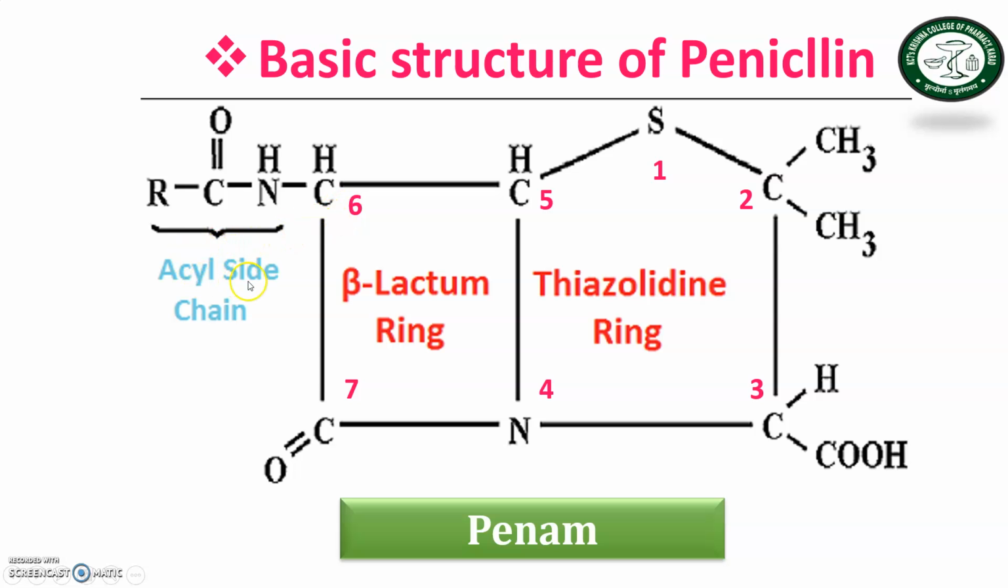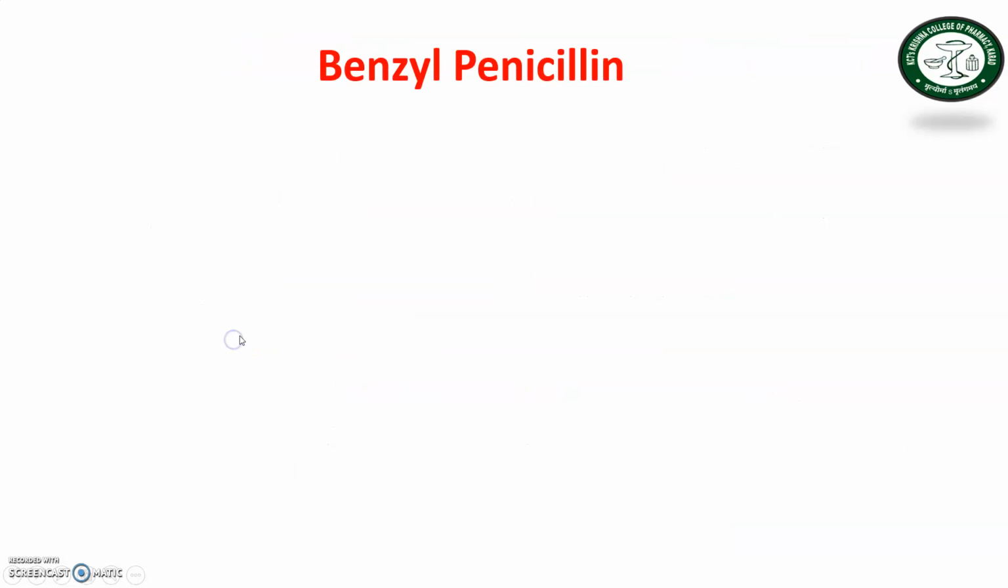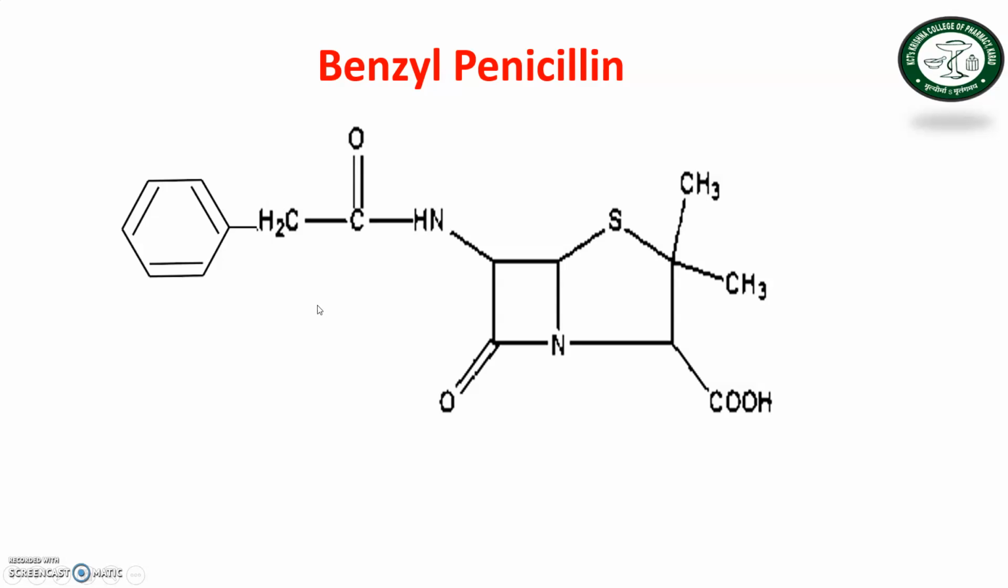There is an acyl side chain here, where R contains different substituent groups. We replace this R with different groups. The name of this ring system is penam. So the first structure is benzyl penicillin.